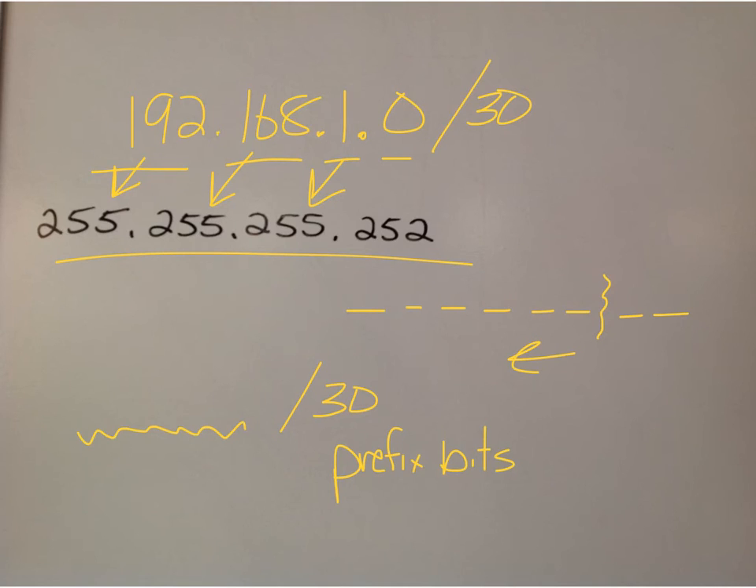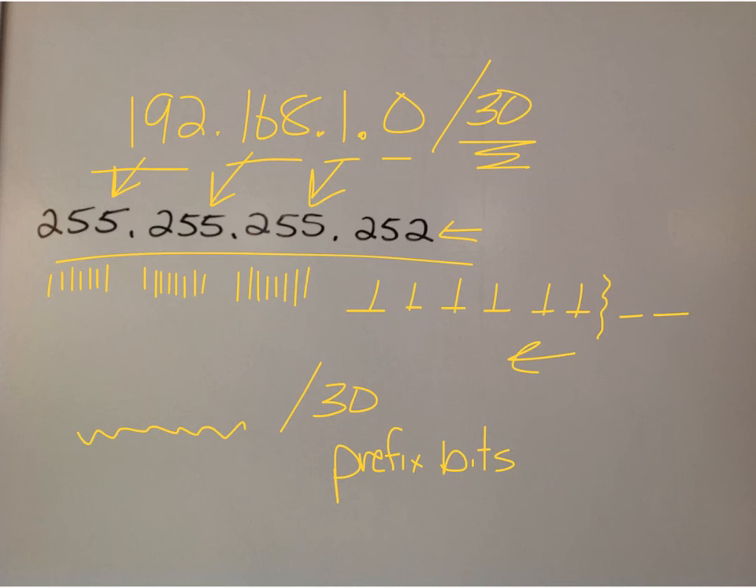Those have to be all 1s for the mask, right? These are all 1s, right? There's 8 of them there, 8 of them there, 8 of them there. So that's 24, 25, 26, 27, 28, 29, 30. 30 prefix bits. So how is this number made?